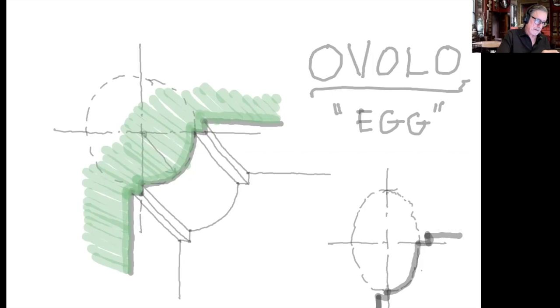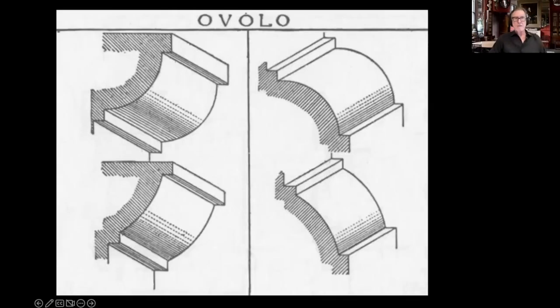Okay, I'm going to keep moving, so I'll stop share here. And now we'll take a look at some examples of the ovolo. So as I said, ovolo means egg. Sometimes we'll call it a quarter round, and you'll hear cabinet makers or carpenters call it a quarter round, which is perfectly descriptive, perfectly appropriate, but a quarter round is an ovolo.